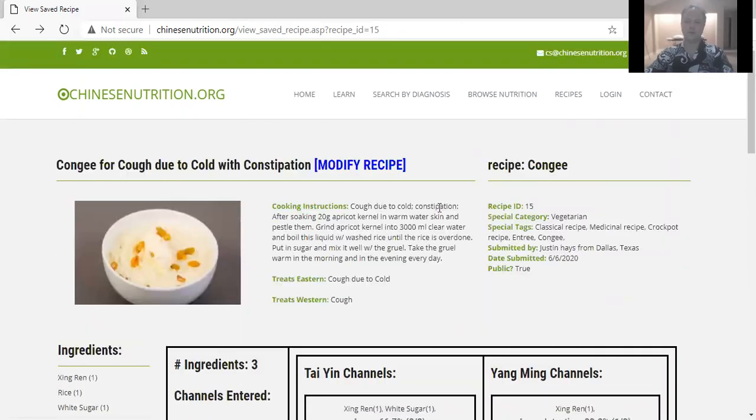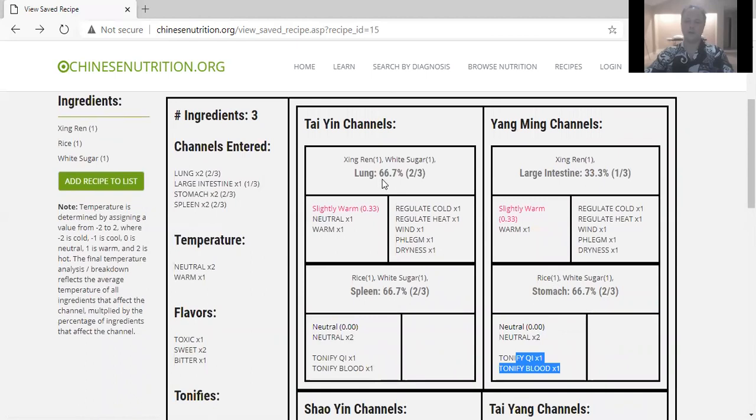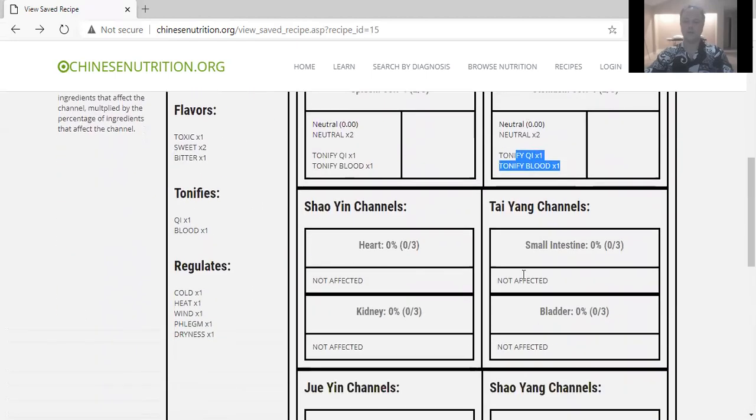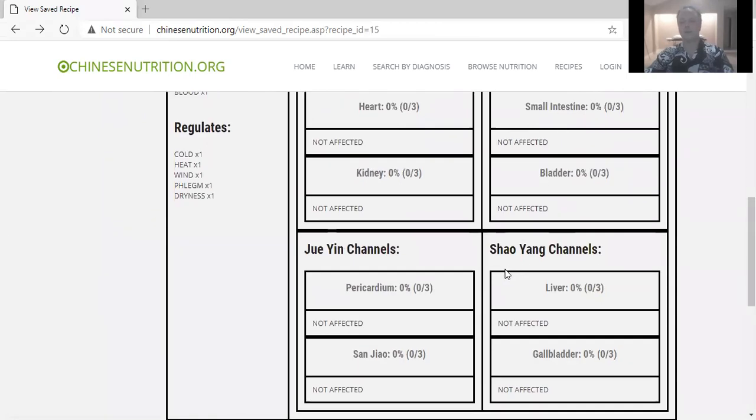Cough due to cold with constipation. Well, it's affecting the lung, the spleen, the stomach, and the large intestine. Nothing else is affected. So this is the power of the website. This is the power of the recipe analysis tool. I hope you can make sense of this.